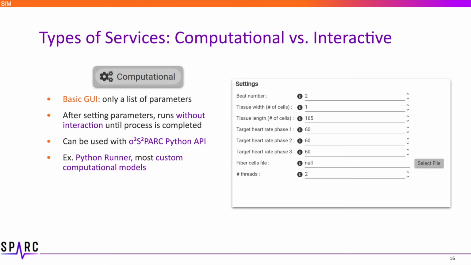Another key element about computational services is that they can be used with the o²SPARC Python API, which I'll get to a little bit later in the presentation. And one of the examples is a Python runner service, which will take in a piece of Python code and a list of requirements to run that Python code. And most custom computational models will also be computational services.